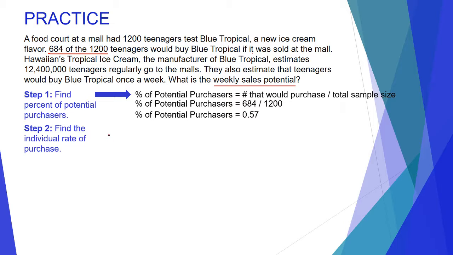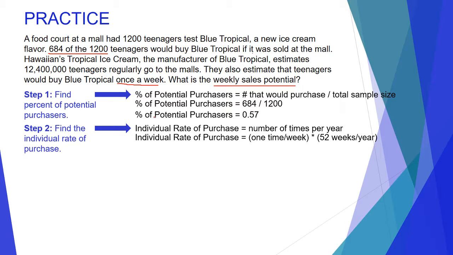Next step, find the individual rate. So it mentions that teenagers would buy it once a week. So how many times is that per year? We know that there are 52 weeks in a year. That means if it's once a week, that means there will be 52 times per year.